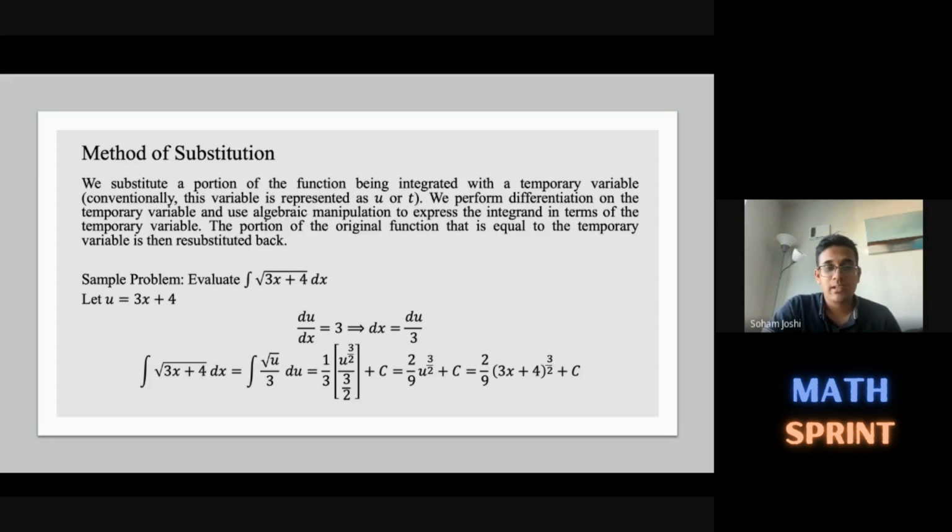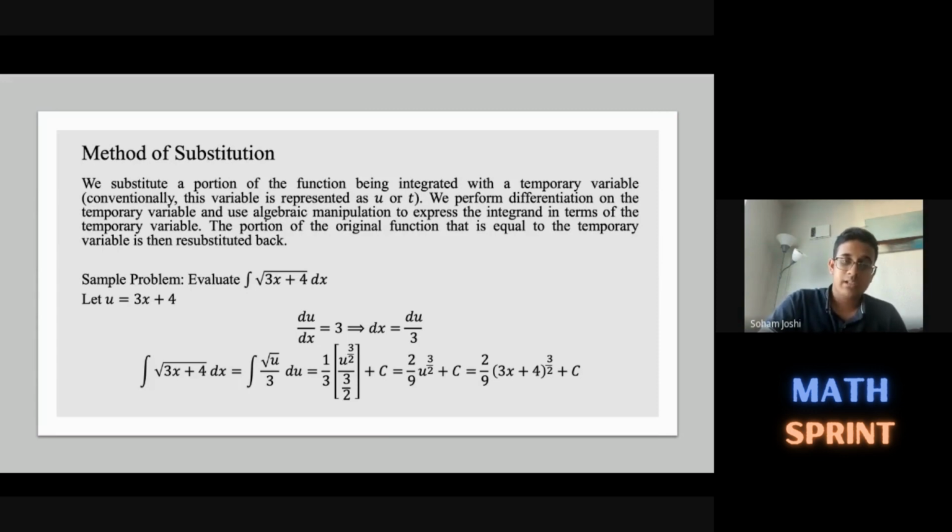We need to integrate the square root of 3x plus 4 with respect to x. So we get a temporary variable u. We let u be equal to 3x plus 4. We've chosen this because I have a feeling this is going to work. So then we differentiate u with respect to x. du by dx is equal to 3. We rearrange the terms and we find that dx is equal to du by 3. Now substitute these values into the integral.